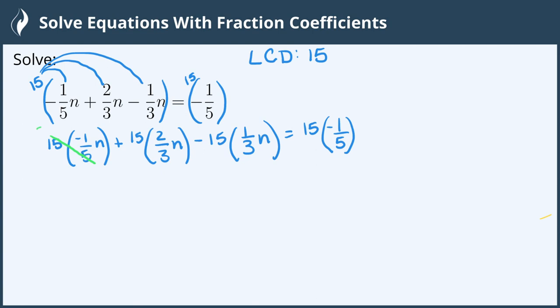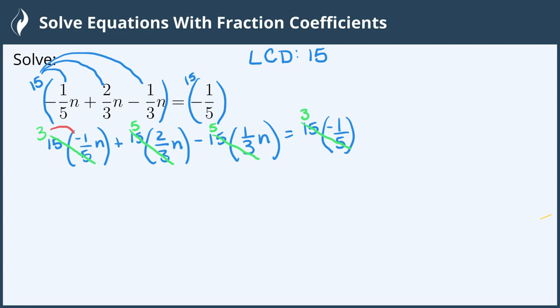15 divided by 5 is 3. 15 divided by 3 is 5. 15 divided by 3 is 5. And 15 divided by 5 is 3. Now we no longer have anything in the denominators, which makes this much simpler.